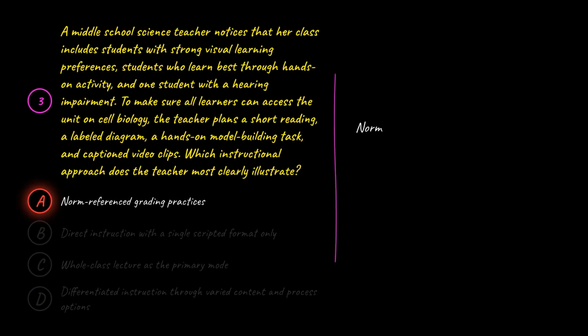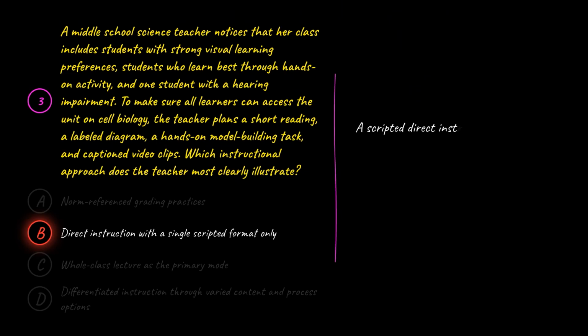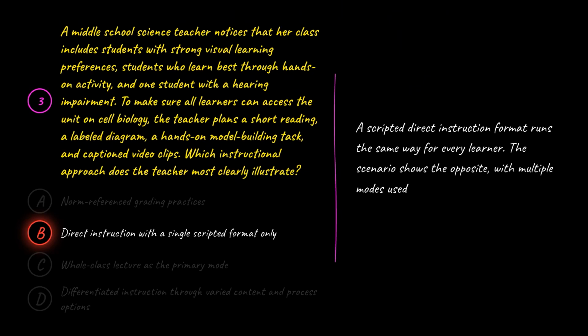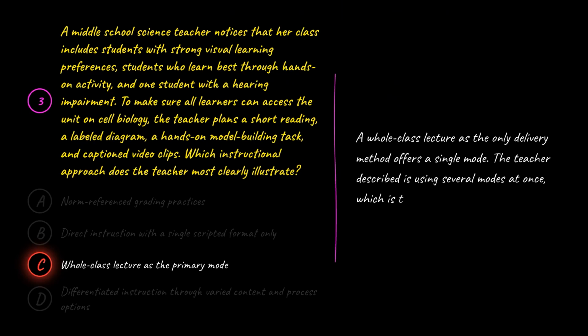A is wrong because norm referenced grading compares students to peers and is unrelated to how content is presented in the lesson. It does not address learning preferences or accessibility in any direct way. B is wrong because a scripted direct instruction format runs the same way for every learner. The scenario shows the opposite, with multiple modes used in parallel to reach different students. C is wrong because a whole class lecture as the only delivery method offers a single mode. The teacher described is using several modes at once, which is the hallmark of differentiation.